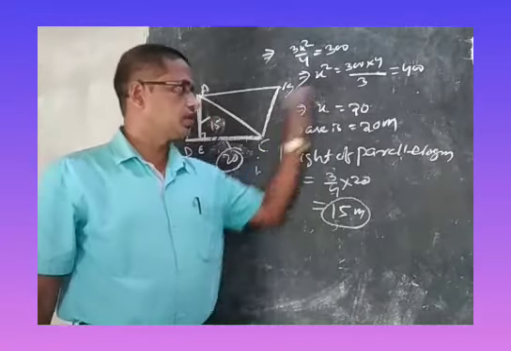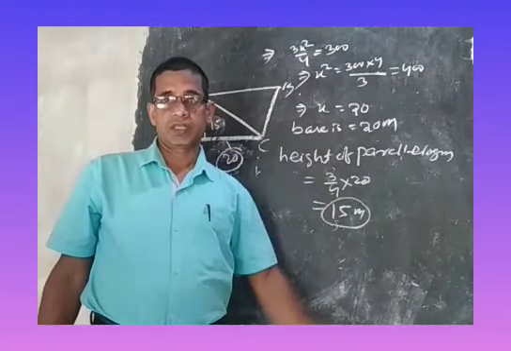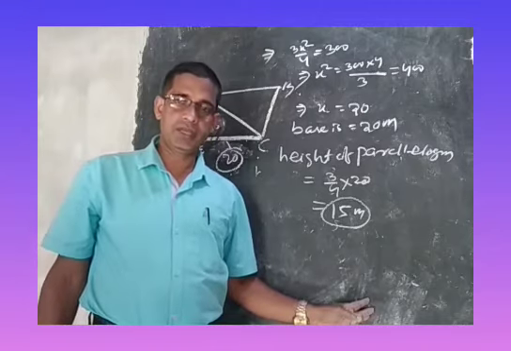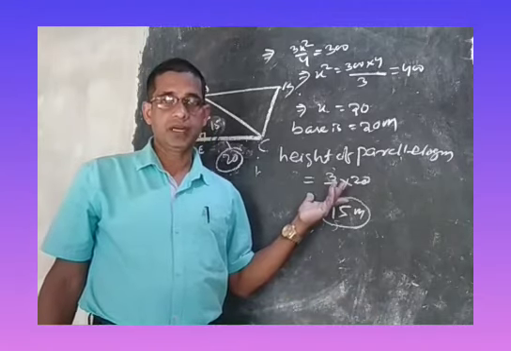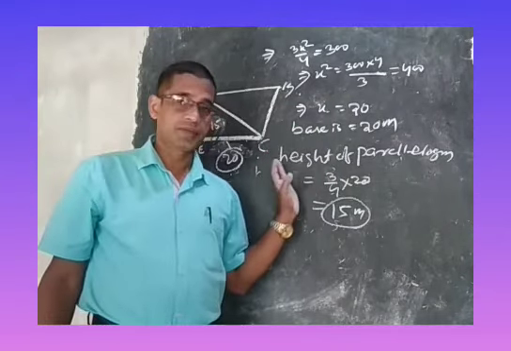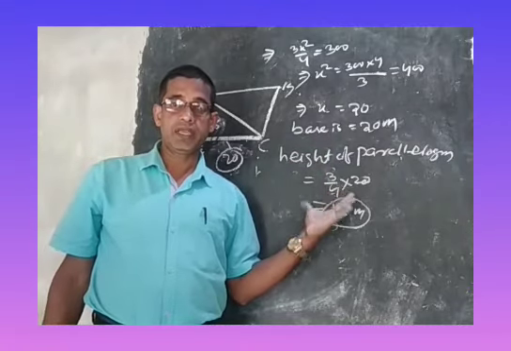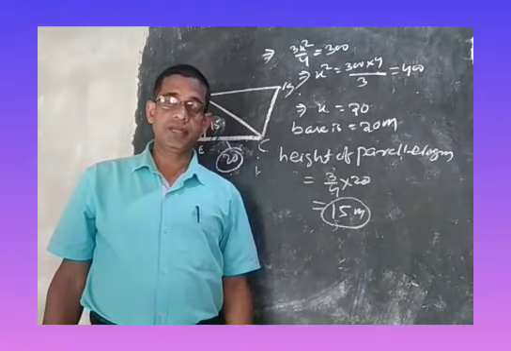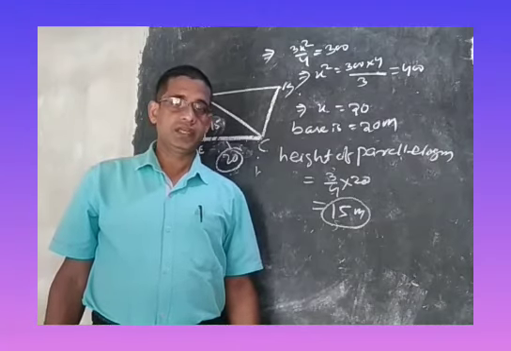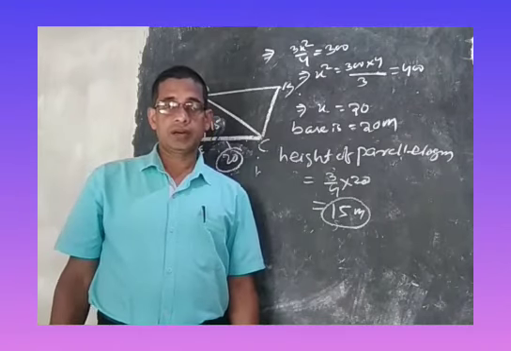Then area of the parallelogram is 300 meter square. The area is given 300 meter square. Height is 3/4 of the base. Then we find the base is equal to 20 meter and the height is 15 meter. This is about the area of a parallelogram when base and height are given in the question. Then next we discuss more about the area of parallelogram in the next video.